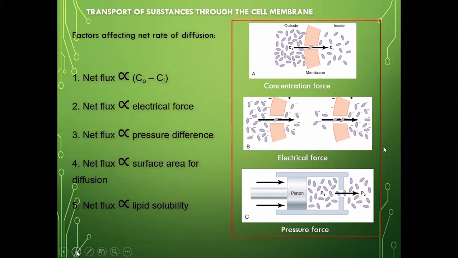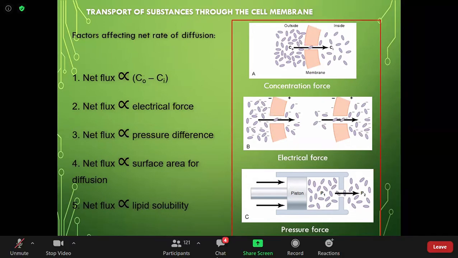And net flux is proportional to the pressure difference. If there is more pressure, for example, in two compartments, P1 and P2, you apply a pressure on P1, so the pressure will be higher on P1, and so more molecules will flow towards P2, okay? And vice versa, if you apply pressure to P2, more molecules will move towards P1. It is dependent on the pressure difference. And the surface area for diffusion: if the surface area is higher, then the net flux would be faster.